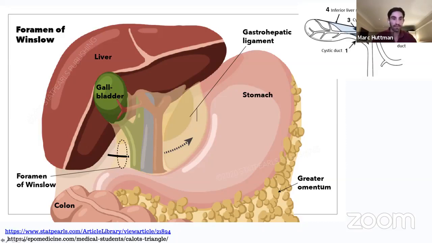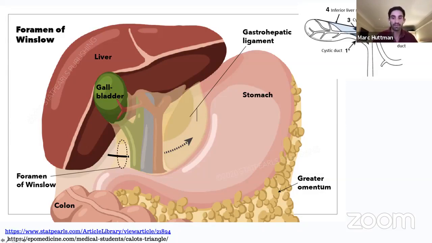It's supplied by the cystic artery, which in most people is a branch of the right hepatic artery, and it drains directly into the liver in terms of venous drainage. Importantly, there's something called Calot's triangle, which will be mentioned by most consultants if they're in theatre, and will come up in exams, which is the triangle bounded by three things. So medially, you have the common hepatic duct.